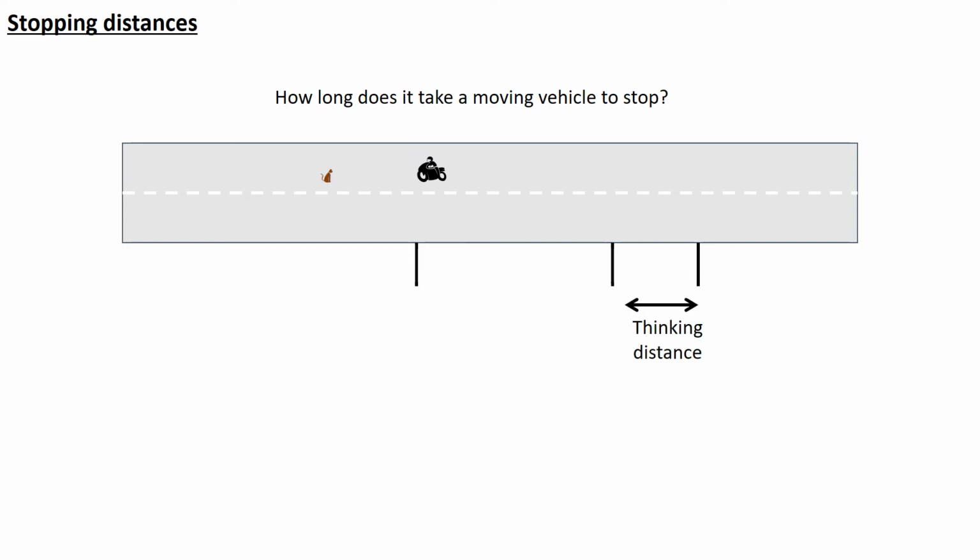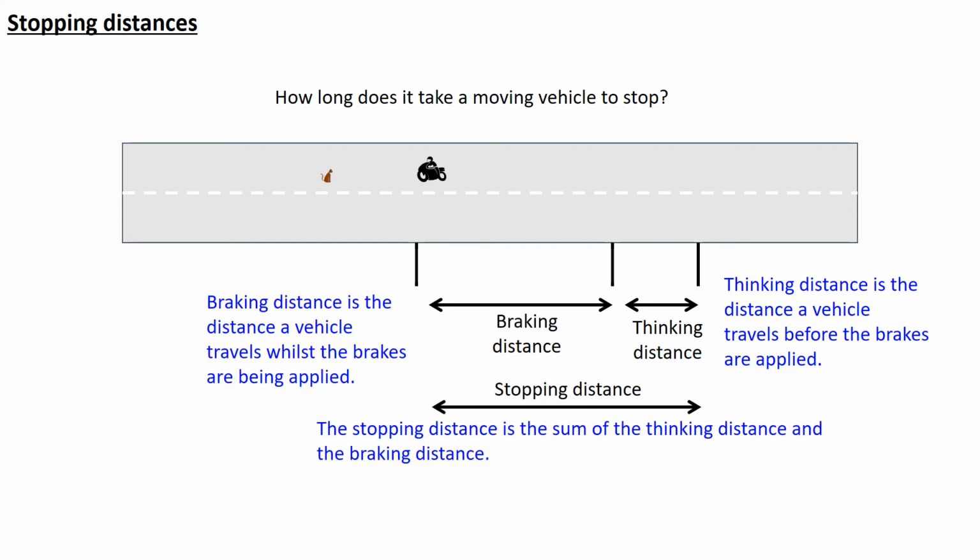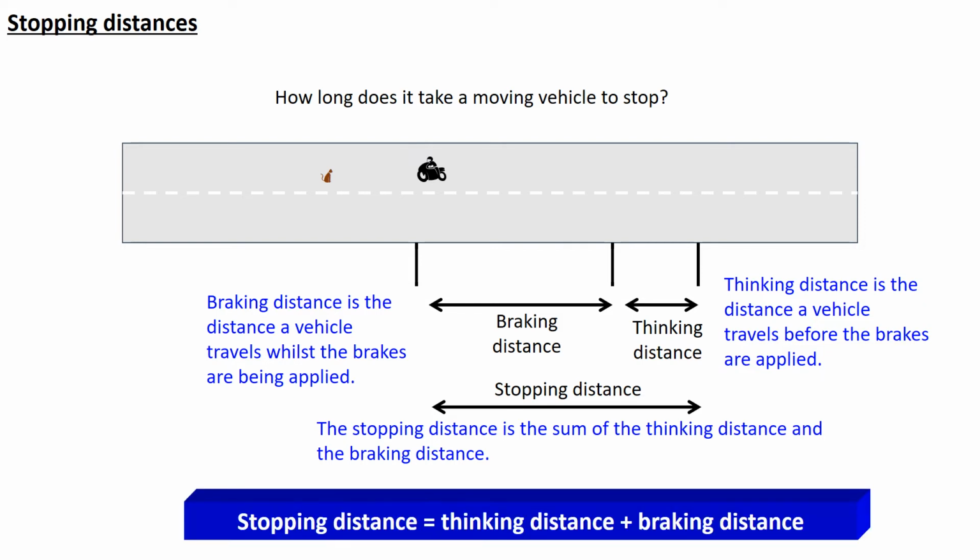We have our thinking distance, and that's the distance we travel whilst we're thinking about stopping, before we apply the force to the brake. Whereas the braking distance is the distance we travel whilst we're applying the force to the brake. And stopping distance is the sum of these two distances, and we need to be able to represent that simply as an equation. So stopping distance equals thinking distance plus braking distance.